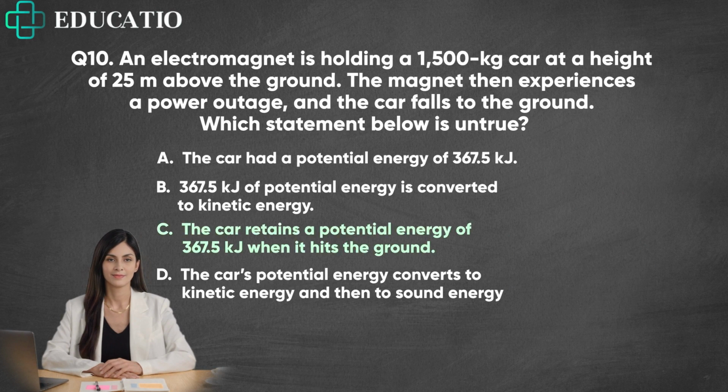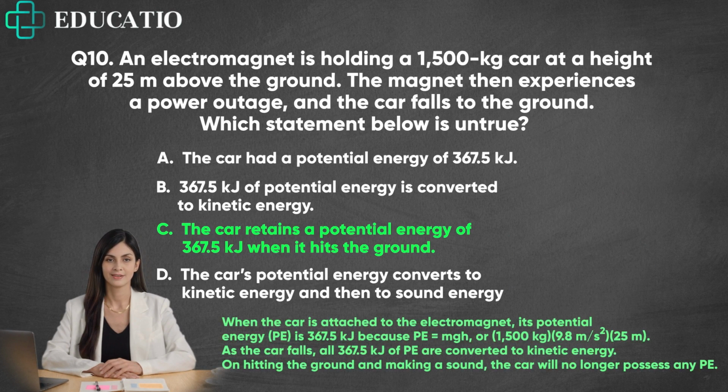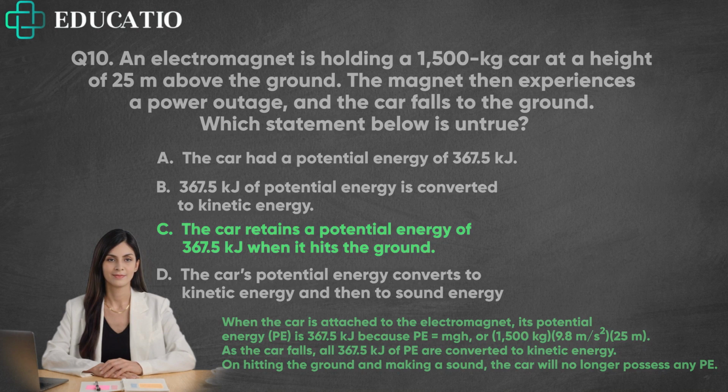Answer: C. Explanation: when the car is attached to the electromagnet, its potential energy, PE, is 367.5 kJ because PE equals mgh, or 1,500 kilograms multiplied by 9.8 meters per second squared, multiplied by 25 meters. As the car falls, all 367.5 kJ of PE are converted to kinetic energy. On hitting the ground and making a sound, the car will no longer possess any PE.